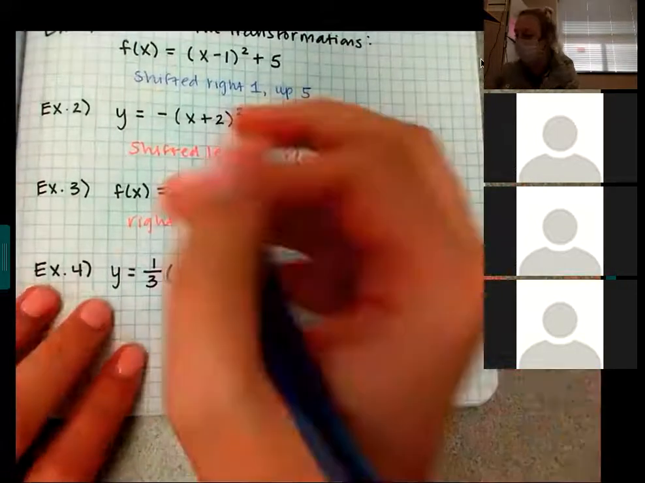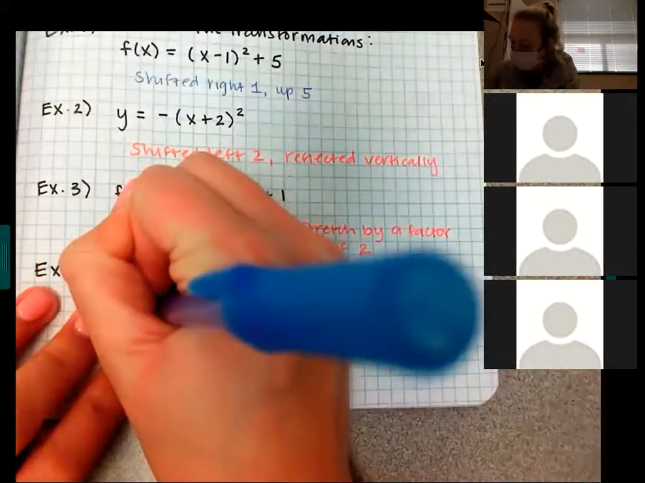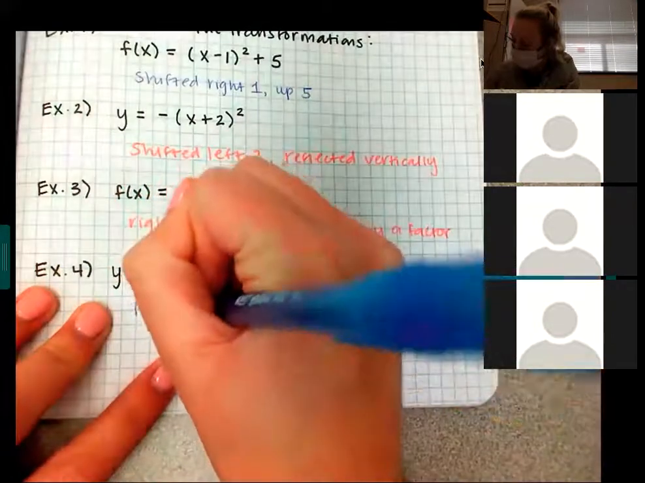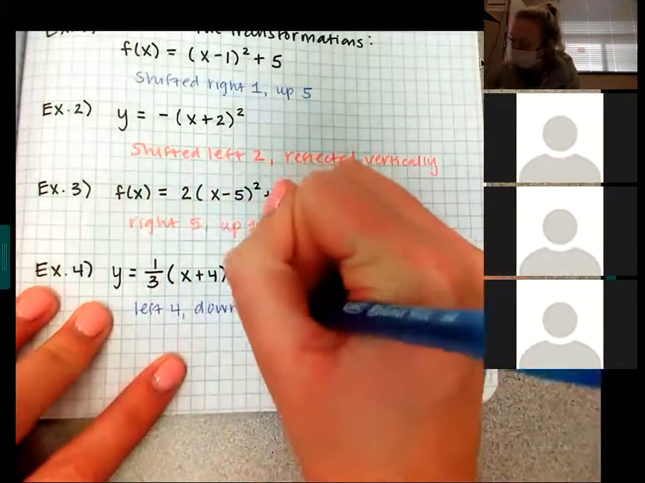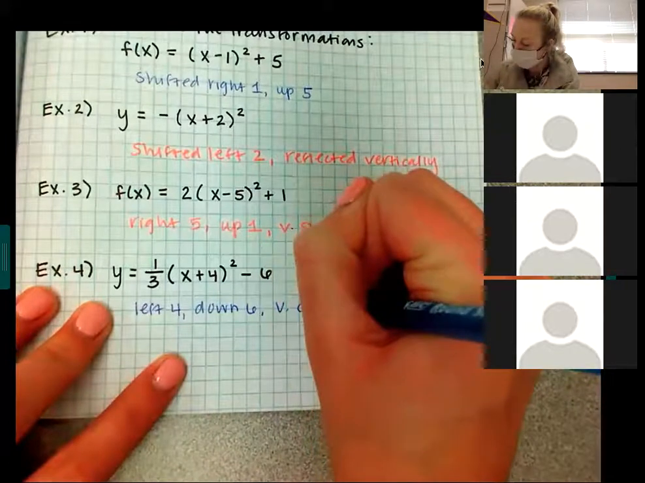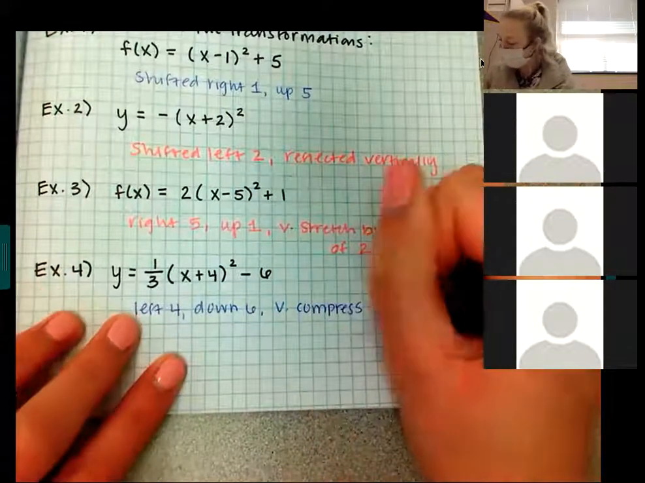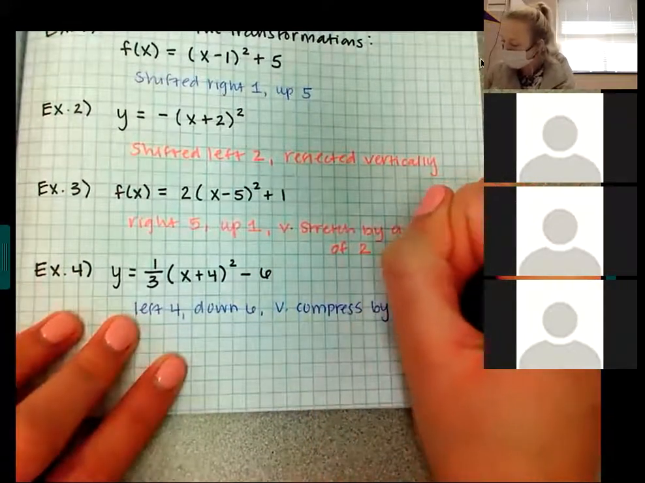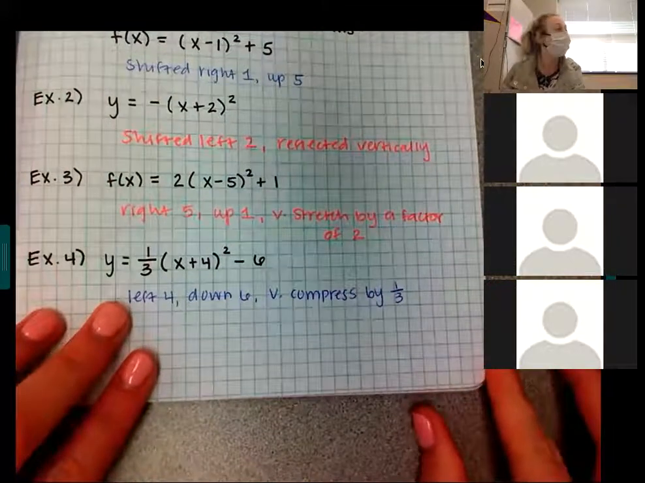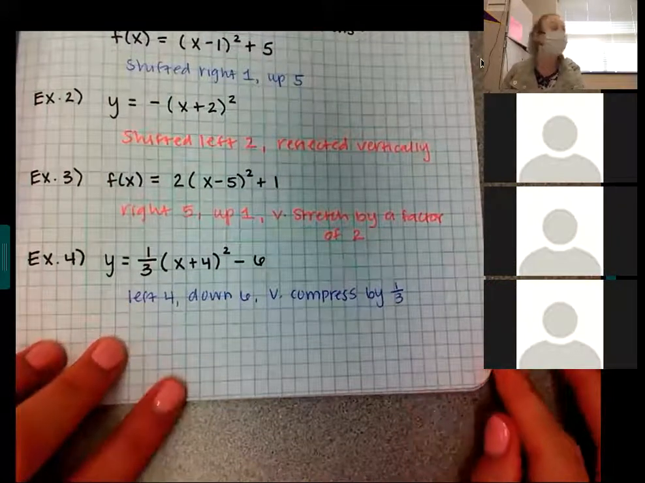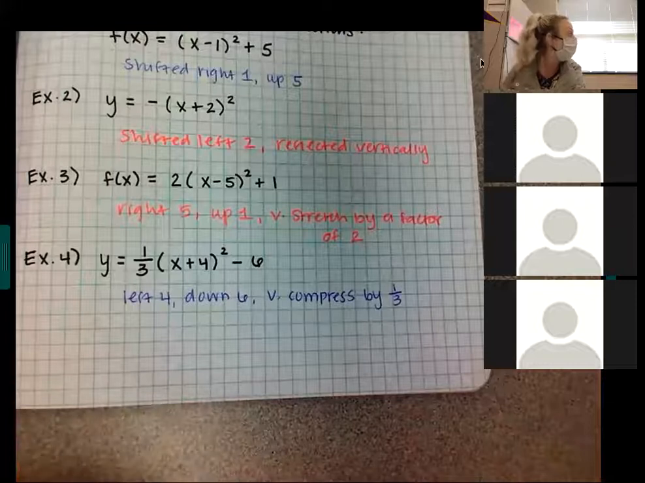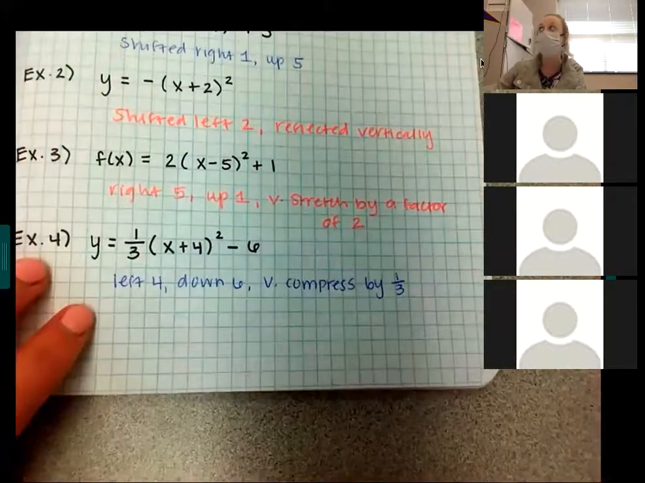So let's write those out. You guys said left 4. And then y'all said down 6. I agree. And then a vertical compression. And I'm okay if y'all abbreviate. Instead of saying by a factor of 1/3, you can just say vertical compressed by 1/3. That's totally fine with me. I'll let my pre-cal kids do that too.